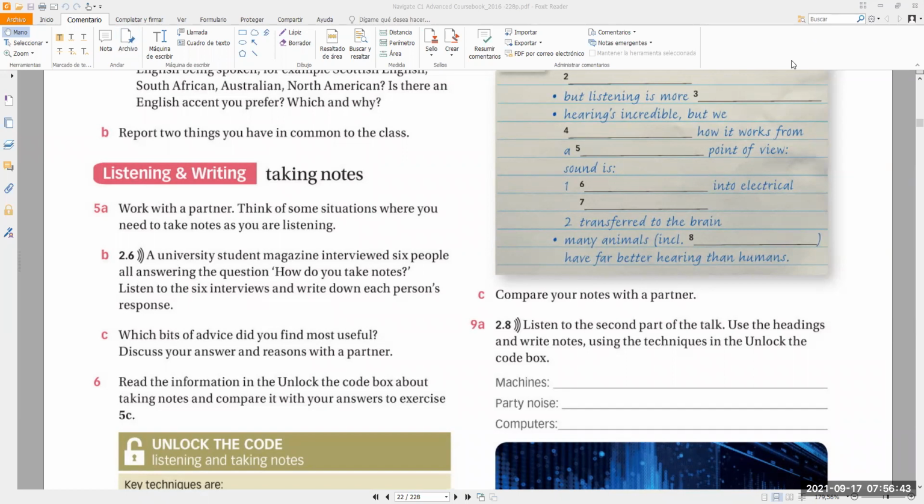So give me a second as I open the audio. That's the audio 2.6. I think I need to share my screen again because I'm not sharing audio at this moment. Give me a second.